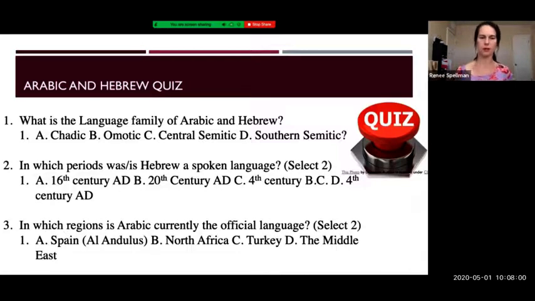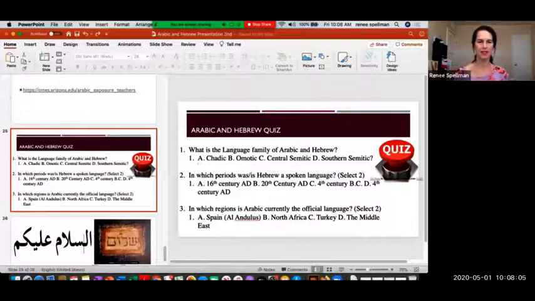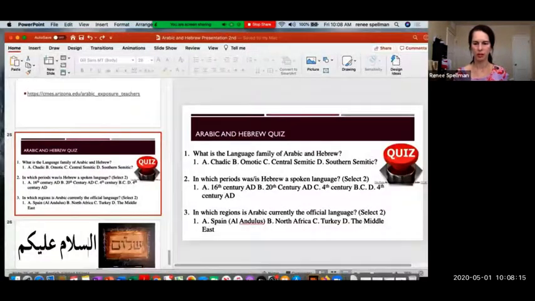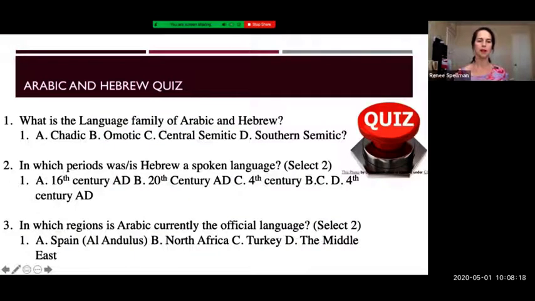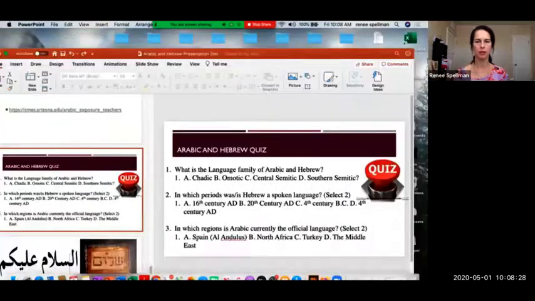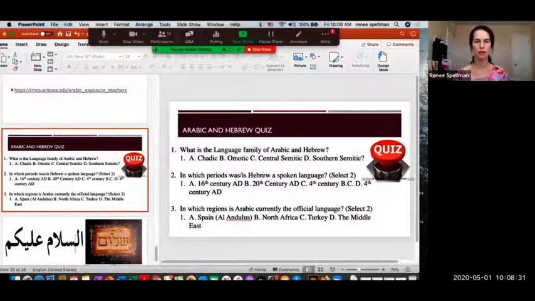Okay, so now, as I mentioned before, we have a quiz because I wanted to see if you guys were listening and kind of give you a little bit of a challenge. So we're going to start with the first question. What is the family language of Arabic and Hebrew? So which language family are they from? You can just say it to yourself, or you can type it into the chat if you want. It's up to you. So I'll give you a couple seconds.